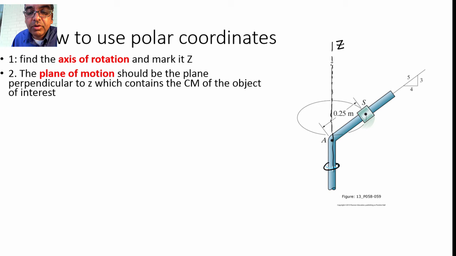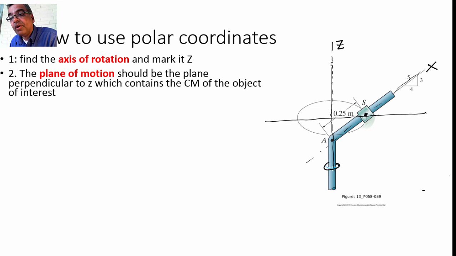The second thing to do is the plane of motion, which should be the plane perpendicular to z that contains the center of mass of the object. The center of mass of the object is here. You will be tempted to put the plane of motion like that. That is incorrect. It has to be perpendicular to z through the axis. So it has to be this. That's the plane of motion. You're with me? This is very, very important, so please pay attention. The plane of motion is not decided by this one. It's decided by this. This is the plane.